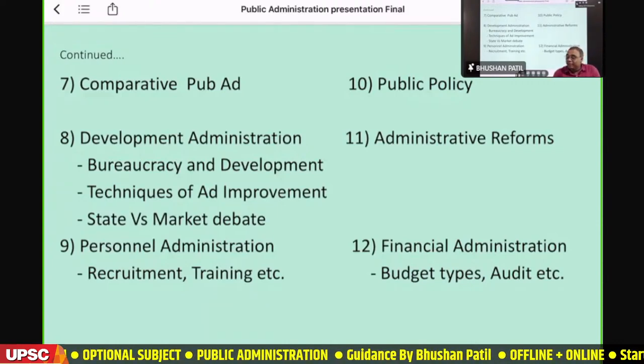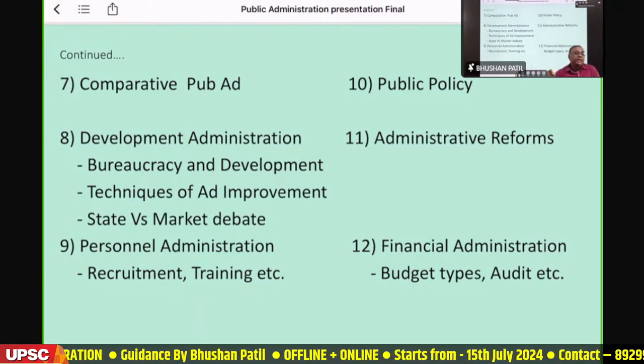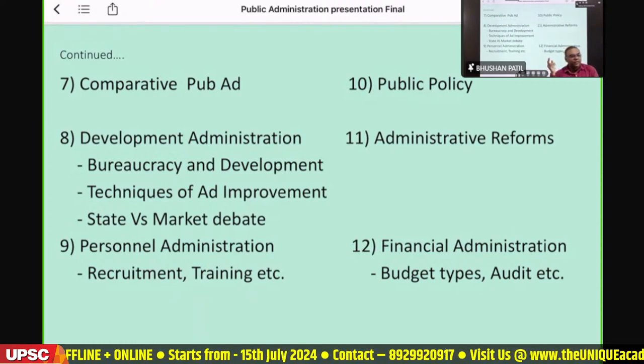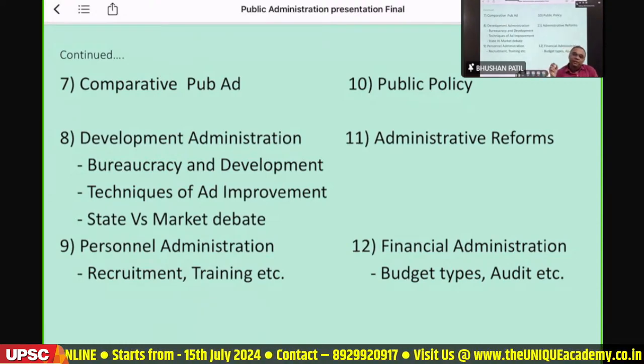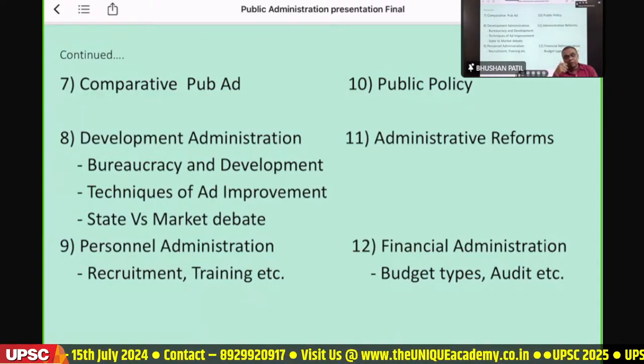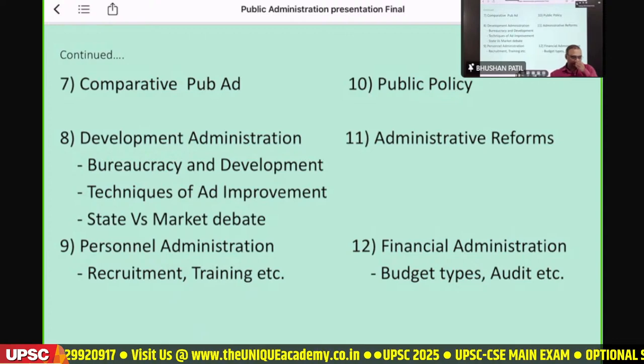Then we need finance for any organization. Without finance, no organization can run. And we need budget, means money, their accounting, their auditing, how we raise money, how we prepare our budget, what are the different types of budget. Okay. Then how we maintain those accounts, auditing, what should be the perspective of the auditor in government audit. This point we'll study in financial administration. Okay.